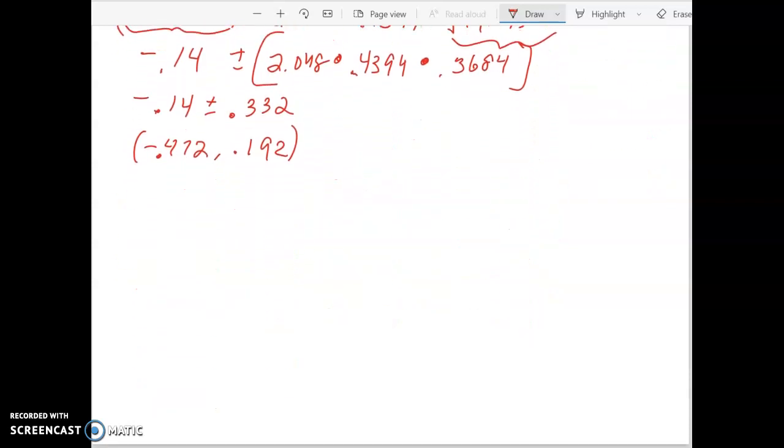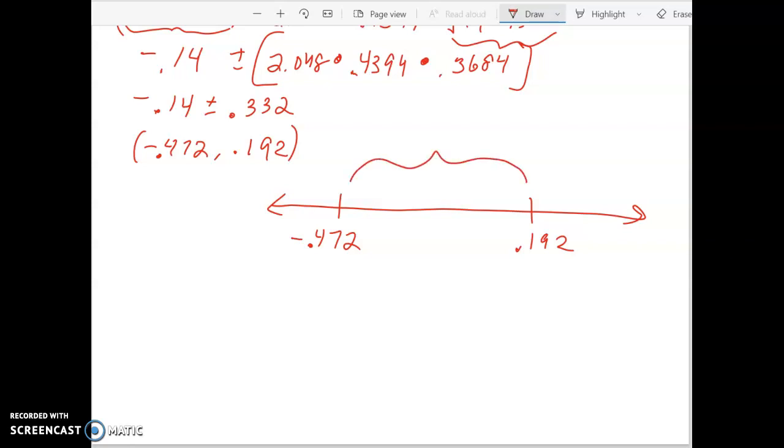Alrighty, so let's go ahead and see what that interval would look like. So now if I plot this interval on a generic number line, the lower end of the interval, negative 0.472, is down here, positive 0.192 is here. What does this interval represent? This is where we're 95% confident that the difference in the two population means is going to be located. So when we interpret it, the interpretation is going to say that we're 95% confident that the difference in the two means is between negative 0.472 and positive 0.192. So that's how we would write that out.